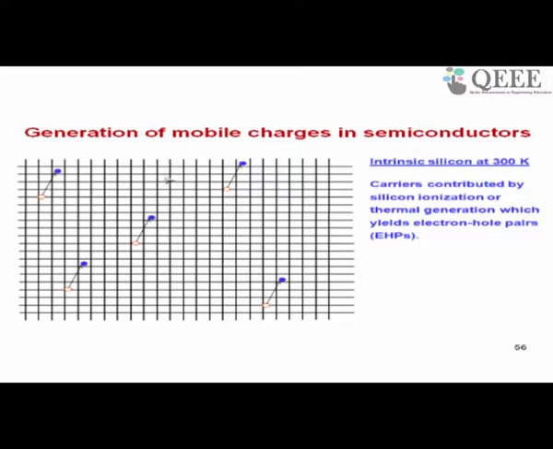Now, the process of breaking of a bond is called ionization. So, silicon ionization. It is also referred to as thermal generation. Why? Because it is happening due to atomic vibrations, and which is because of the raised temperature of the crystal. So, because of temperature, this thing is happening, silicon atoms are getting ionized.